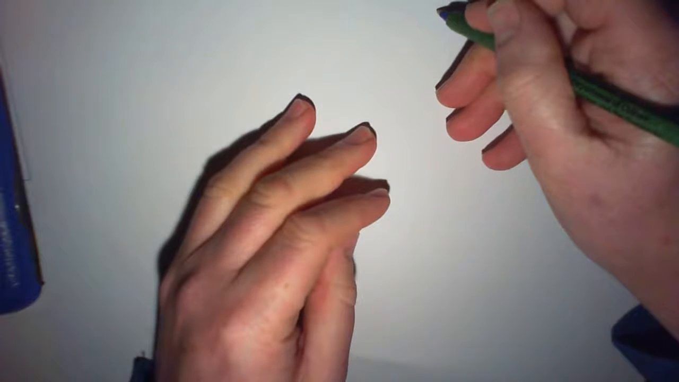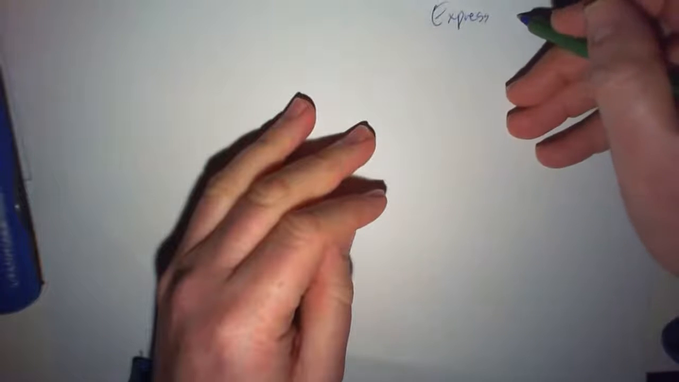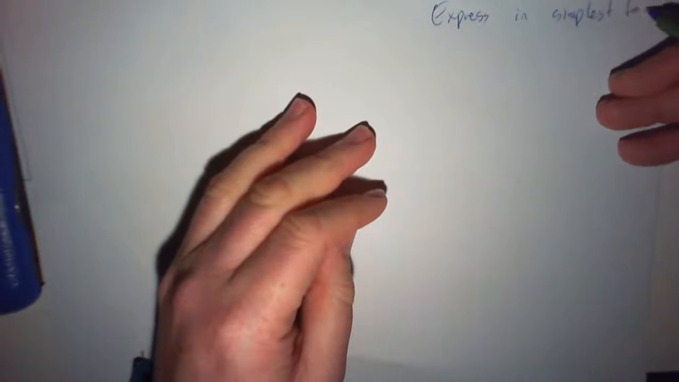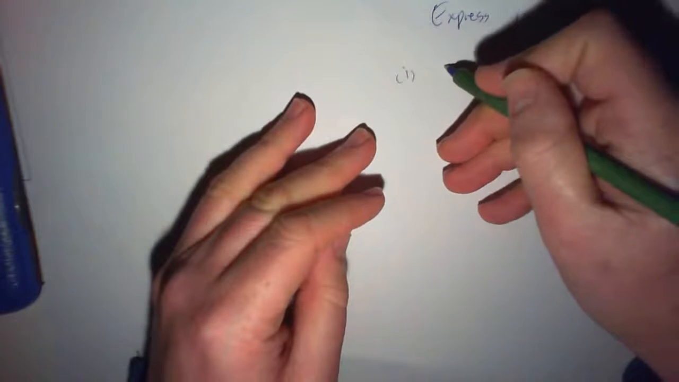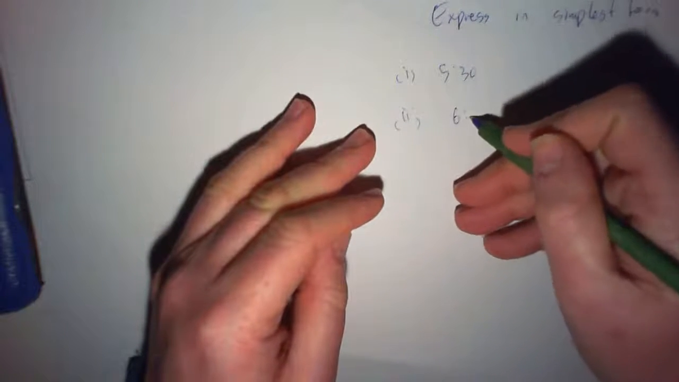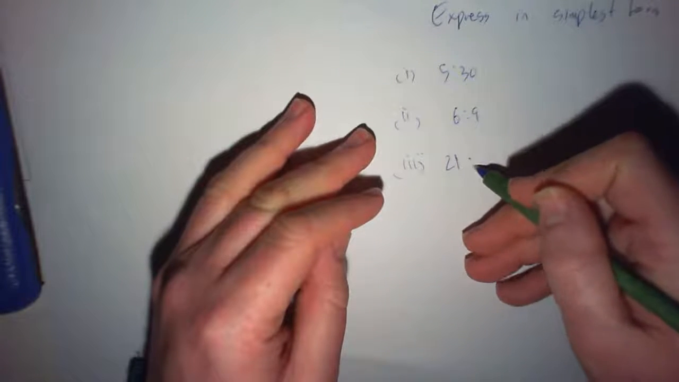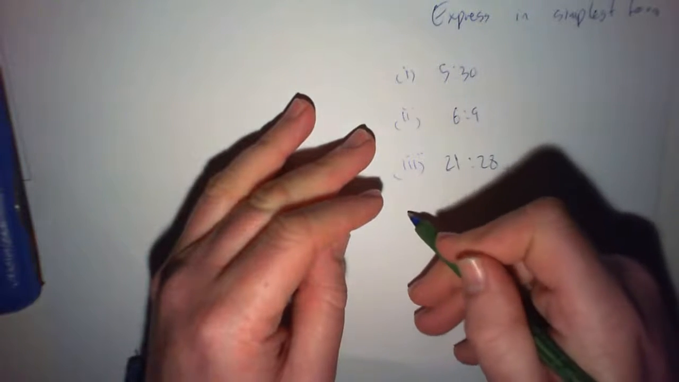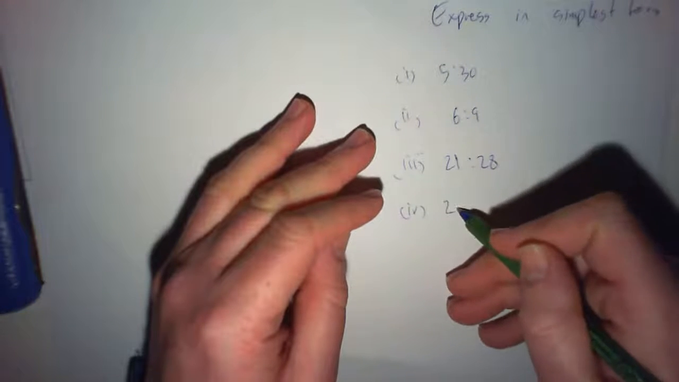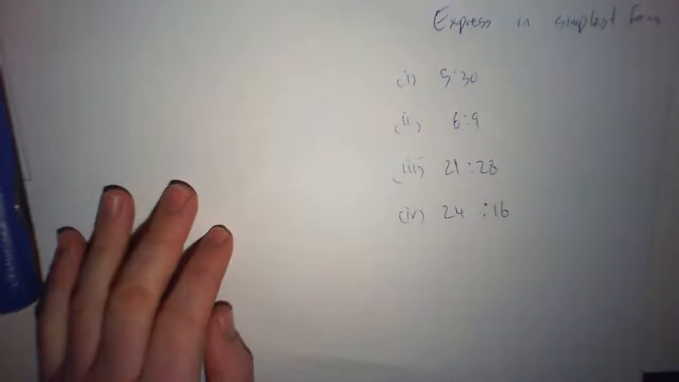Let's express in simplest form. So with each of these following ratios, we're going to put them into their simplest form. So this one is 5 is to 30, 6 is to 9, 21 is to 28, and 24 is to 16. Okay, so we're going to put these into their simplest form.